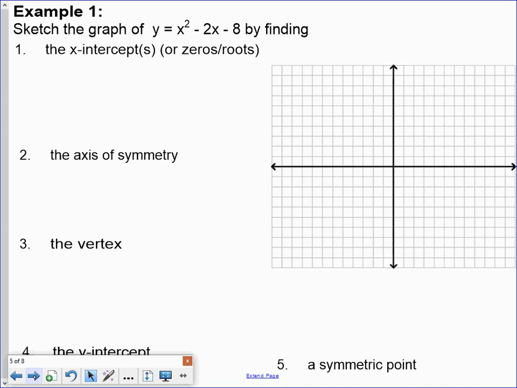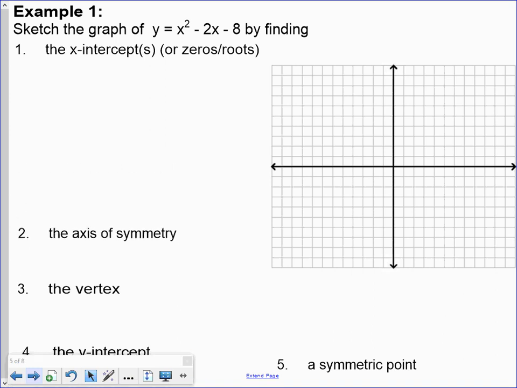Then we're going to use them to find our axis of symmetry. We use the axis of symmetry to find our vertex, and so on and so on. So let's start with the x-intercepts. We know that the x-intercepts occur when y is equal to 0, when it crosses our x-axis, sorry. So we're going to take our equation here, x squared minus 2x minus 8, and we're going to set y equal to 0. And then we are going to solve for x.